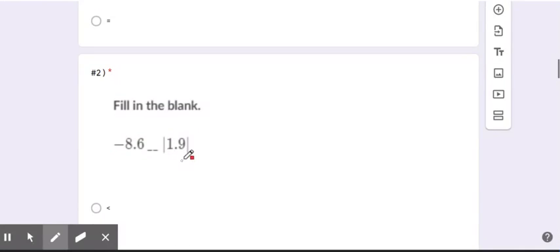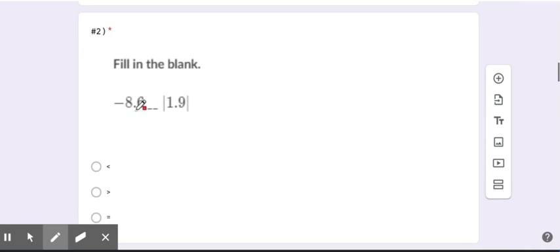Now here, number 2, again, I'm comparing two numbers, but notice this number on the left, -8.6. I don't want the absolute value of that number. There are no straight bars on the side of it. I'm just taking -8.6 and comparing it to the absolute value of 1.9. I know its absolute value because of the straight bar notation. So the absolute value of 1.9 is 1.9, right? Because it's 1.9 away from 0.